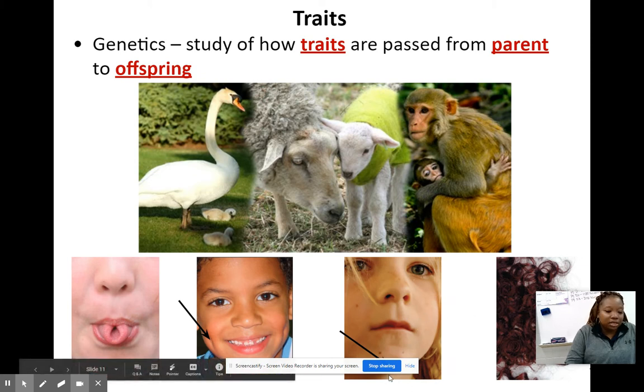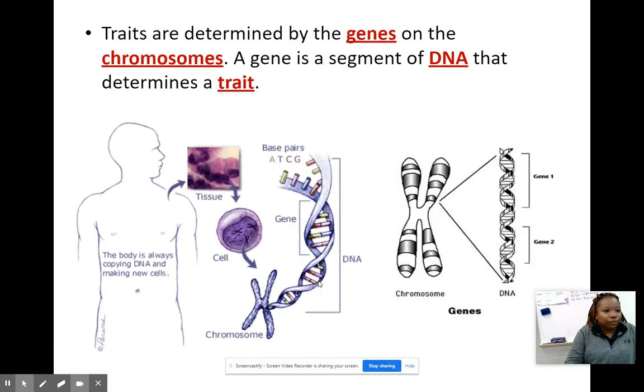Okay, I really can't see that because I have a box in the way, but I think that is dents in the chin, and then the other one is hair color. Okay, traits are determined by genes on the chromosomes. So you have chromosomes right here, okay? And then you have different genes on the chromosome.